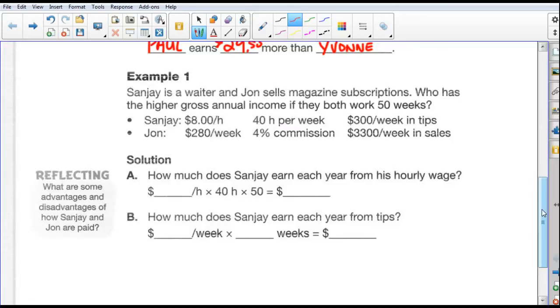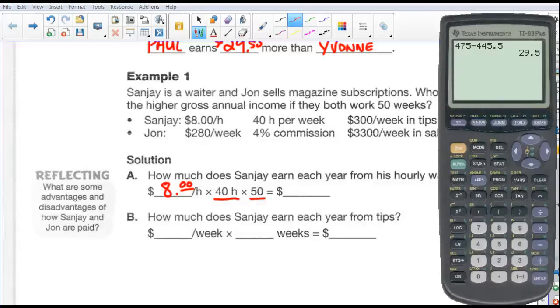Example number 1. Sanjay is a waiter and John sells magazine subscriptions. Who has the higher gross annual income if they both work 50 hours per week? Sanjay makes $8 per hour, he works 40 hours per week, and he makes $300 per week in tips. Okay? So, how much does Sanjay earn each year from his hourly wage? Well, Sanjay makes $8 per hour. He's working 40 hours per week and for 50 weeks. That means he's probably getting 2 weeks off holidays in the summertime.